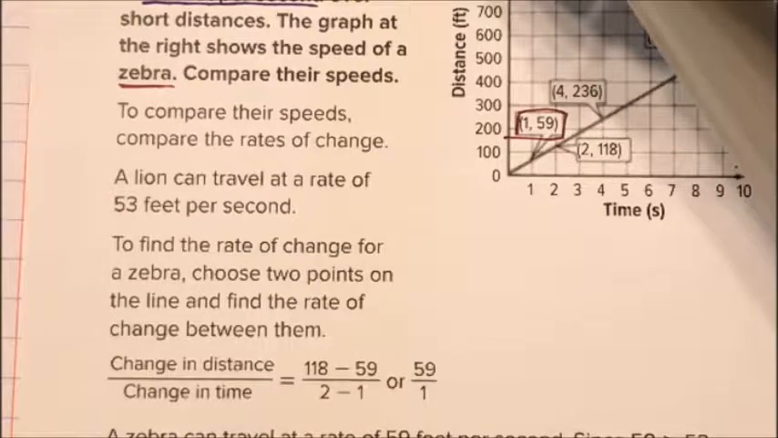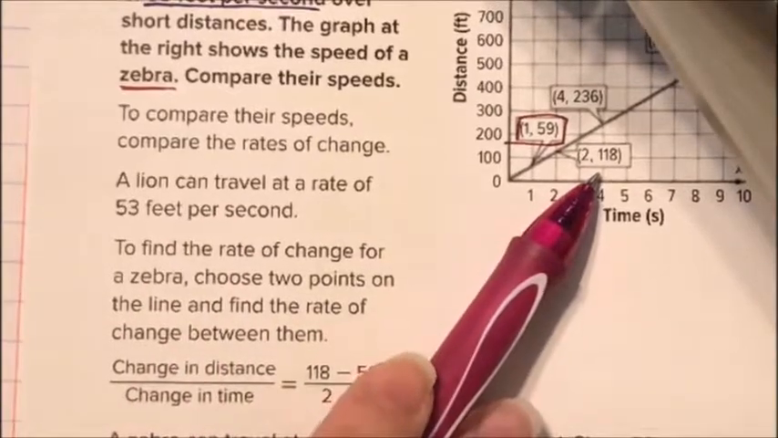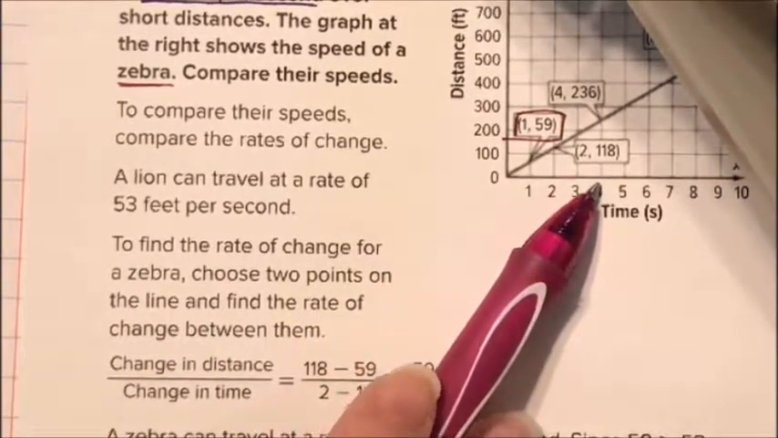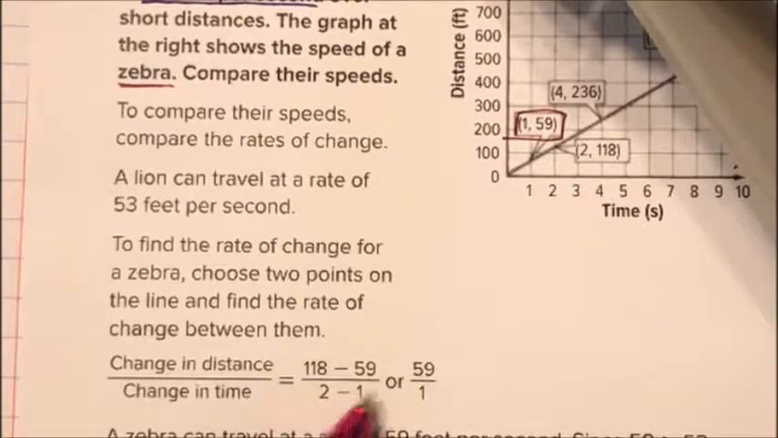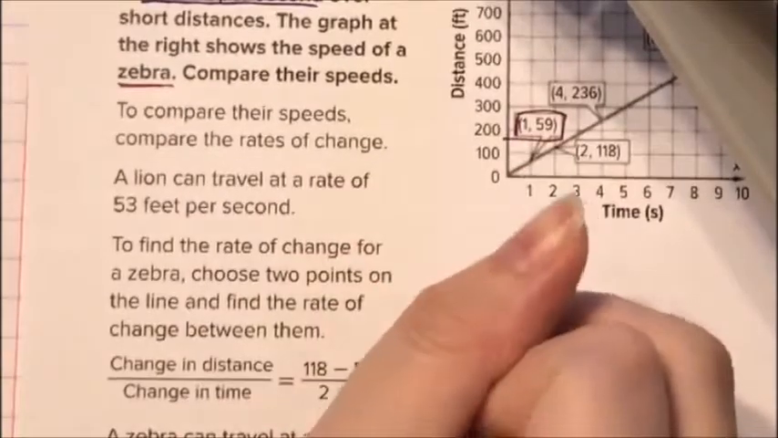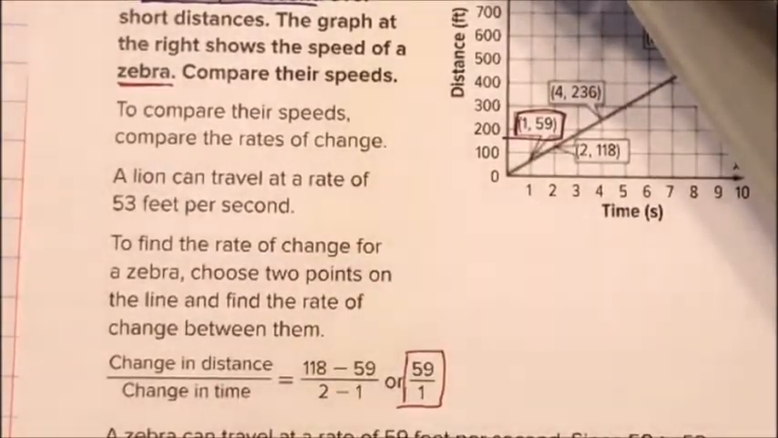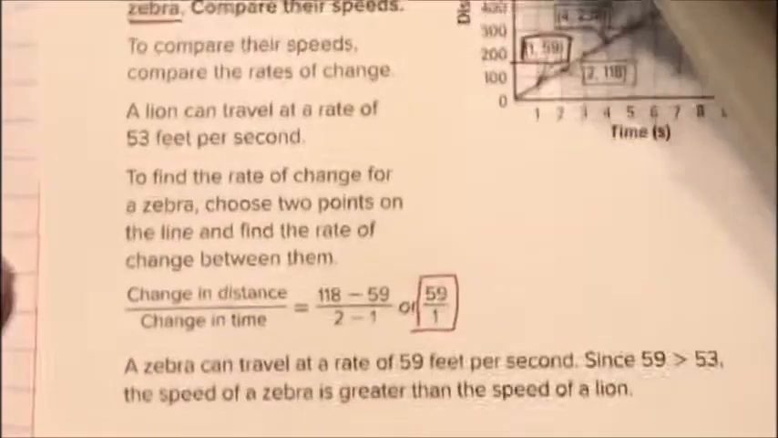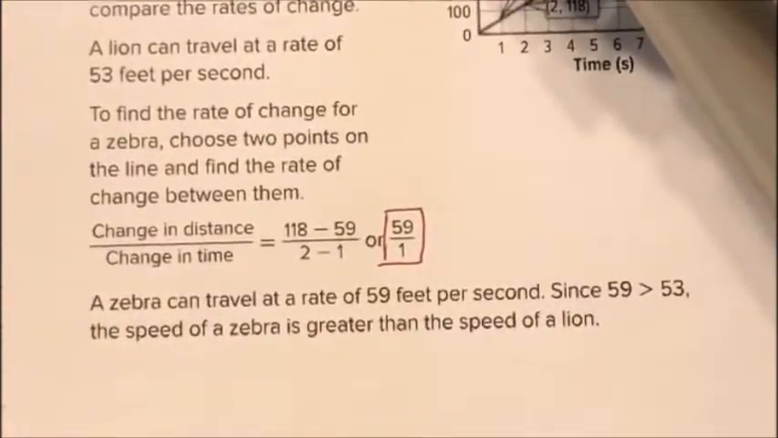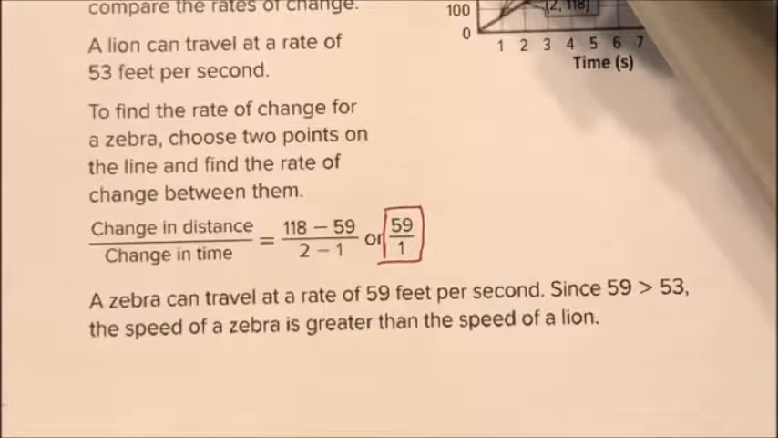To find the rate of change for a zebra, I choose 2 points on the line and find the rate of change between them. So they took 2,118 and 1,59. And I subtract and I get 59 over 1. So that's my rate of change for my zebra. So a zebra can travel at a rate of 59 feet per second. Since 59 is bigger than 53, the speed of a zebra is greater than the speed of a lion. Okay.